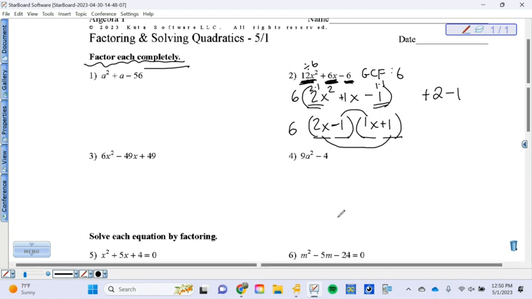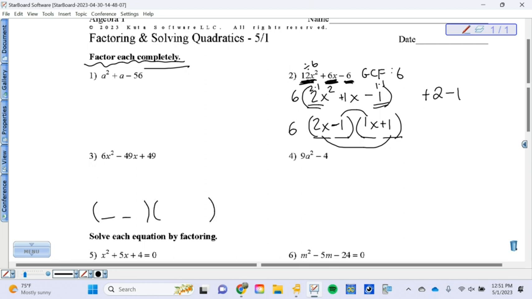Okay? Let's do another one like that. Number 3. Does number 3 have a greatest common factor? No. Yeah, 1, but if I factored out a 1, would it change anything? No. Okay, no greatest common factor. So we just need to convert this right into factored form.